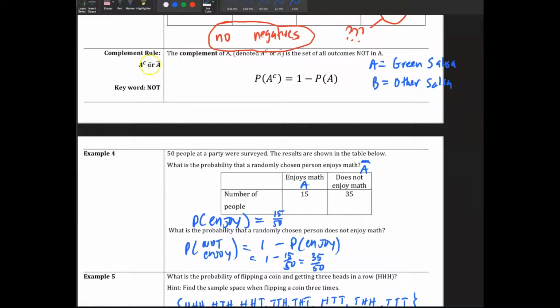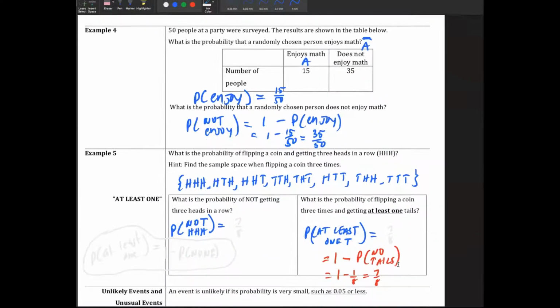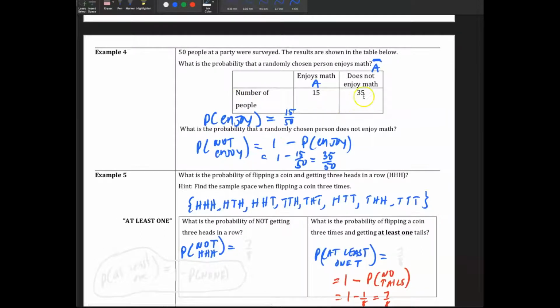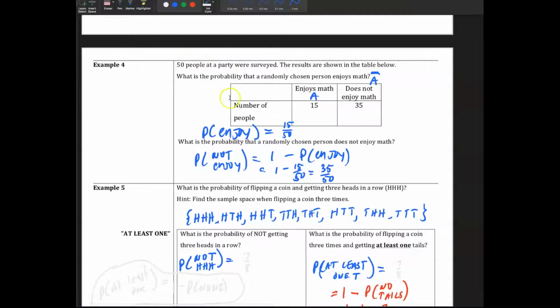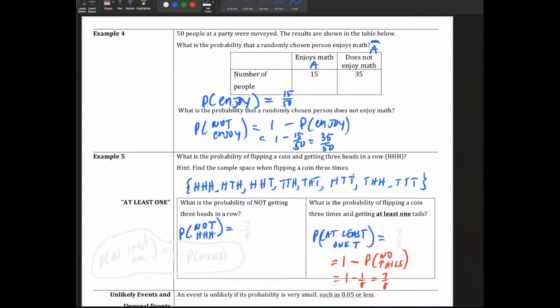The notation is sometimes confusing. You'll see A with a C on top or A with a line across the top. It's called the complement. We look here to see how we solve a problem like that. If enjoying math is event A, does not enjoy math is the complement. It's everything left over. To get the probability of the complement, it's 1 minus 15 over 50. Again, this is a simple example, but you see 1 minus. You can solve problems that way if you think about complementary events.